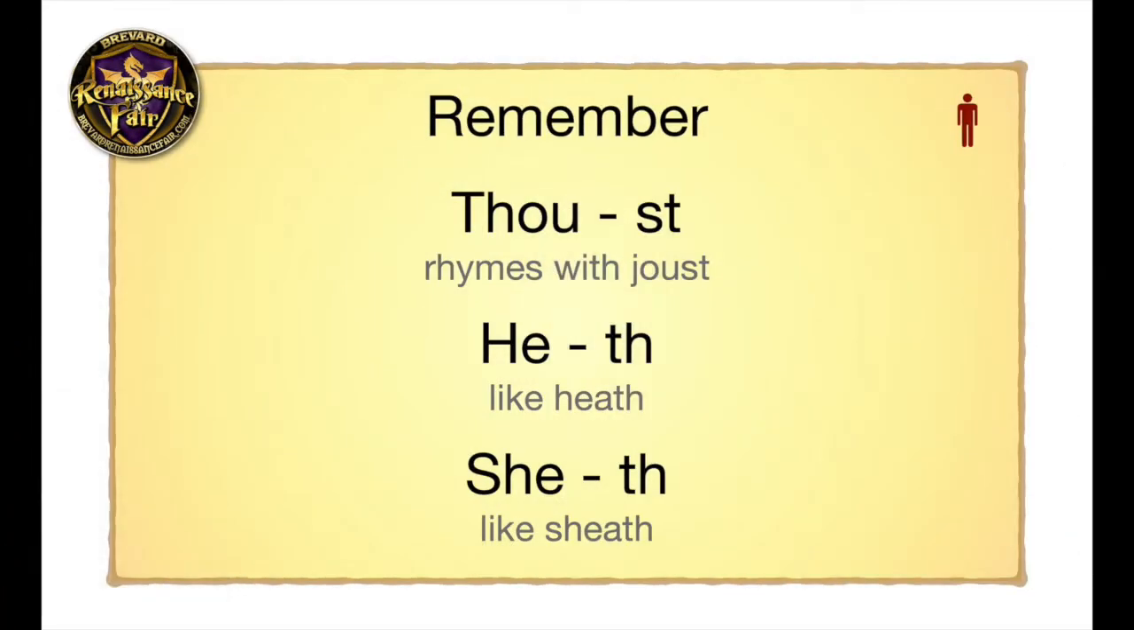Here's a trick to help you decide whether to use est or eth at the end of the verb. When in doubt, remember thou'st rhymes with joust. When the pronoun is thou, the verb ends in st or est. Thou'st rhymes with joust. Heath and sheath. When the pronoun is he or she, the verb ends in th. So he, th, or sh, th.